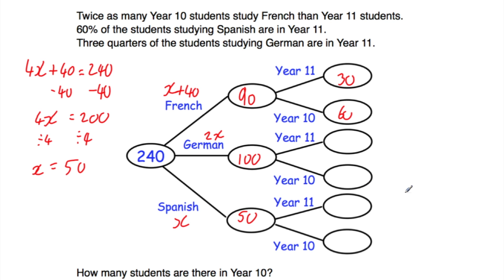So let's get 10% of 50. So 10% would be equal to 5. If we then multiply that by 6, we get 60%. So 60%, multiply by 6, that would be equal to 30. So that means there's 30 students that are studying Spanish in year 11.